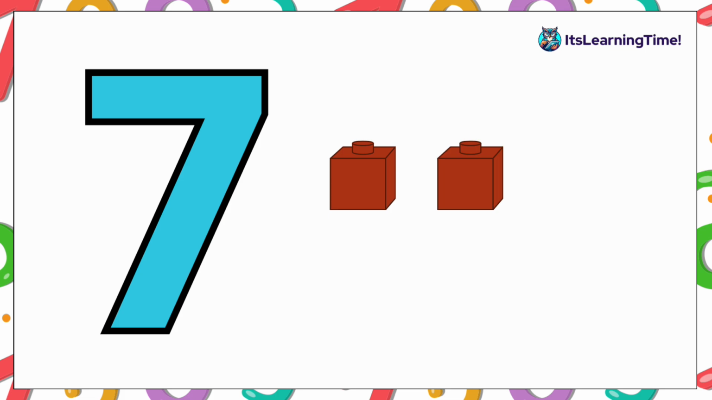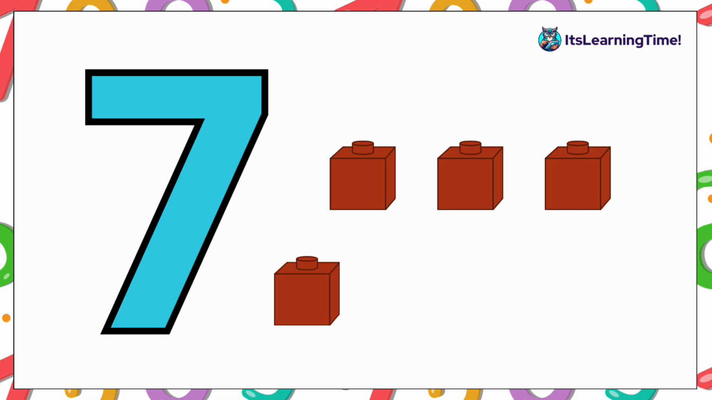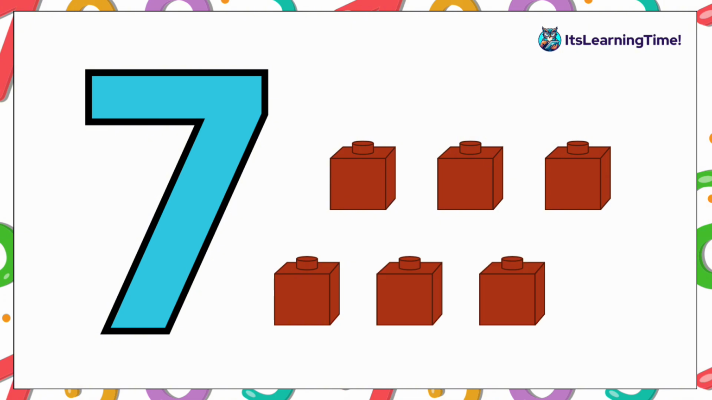1, 2, 3, 4, 5, 6, 7. We have 7 blocks. Let's see the other ways 7 can be represented.